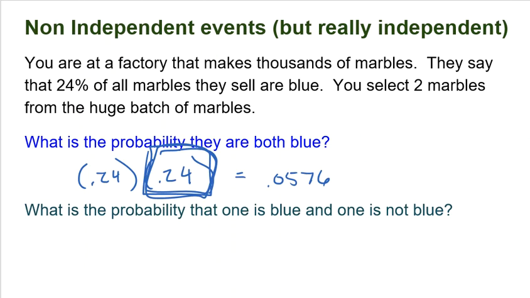Because, again, maybe the probability for the second marble being blue is 0.23999999999999. Does it really matter at that point? Okay, let's do the second question here. What is the probability that one is blue and one is not blue?